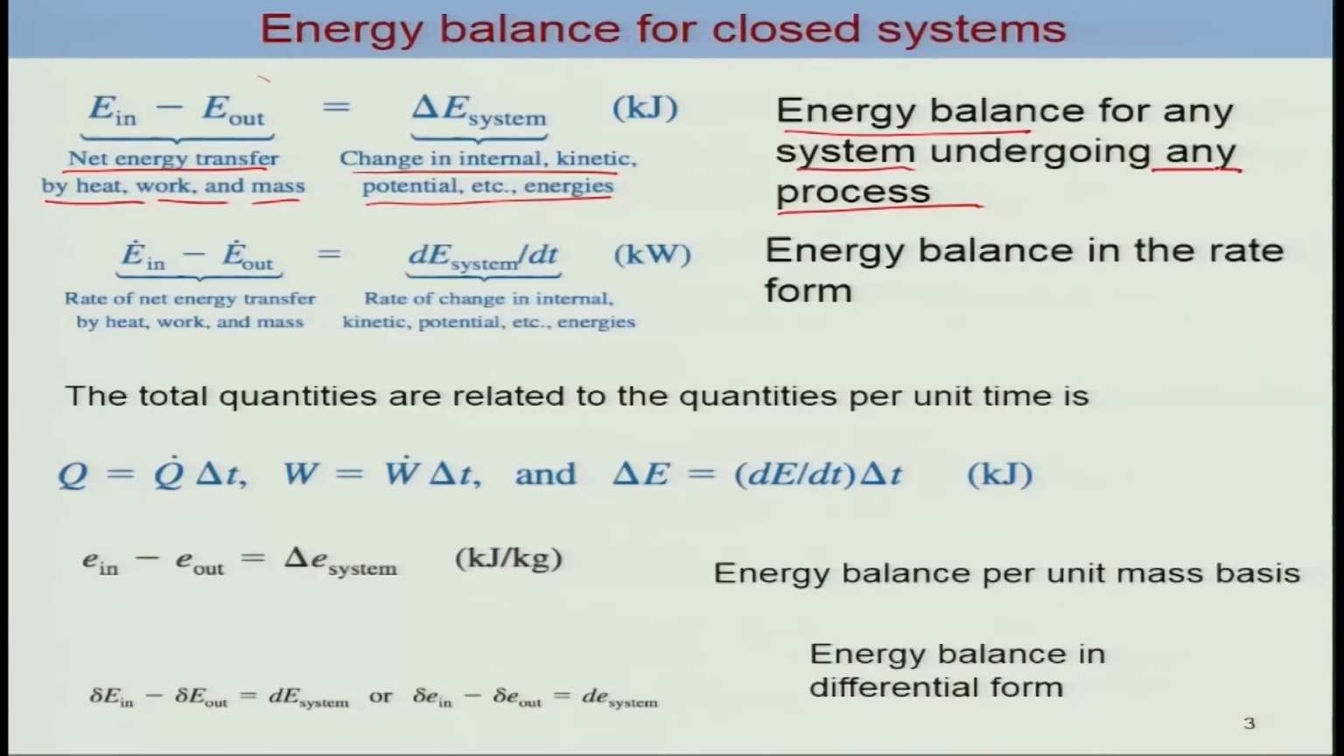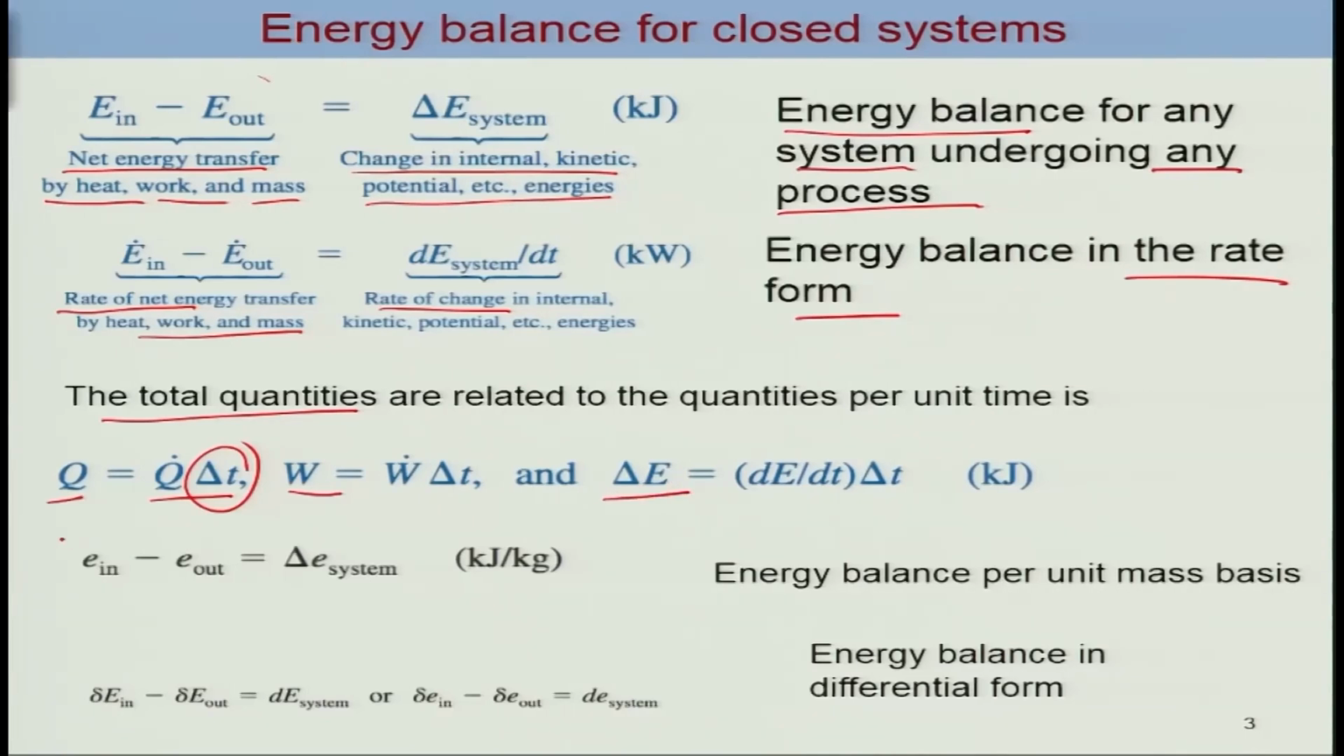You can write this expression in rate form. So here the rate of net energy transfer by heat, work and mass should be equal to the rate of change in the internal energy, kinetic energy and other energies of the system. Now, if a rate is given to you, you can calculate the total quantities for a given change in time. So here, for example, Q is nothing but Q dot, which is the rate of heat transfer, multiplied by delta T. That would be your interest in a specific time range. And similarly you can obtain W, the work done, as well as the total energy change of a system.